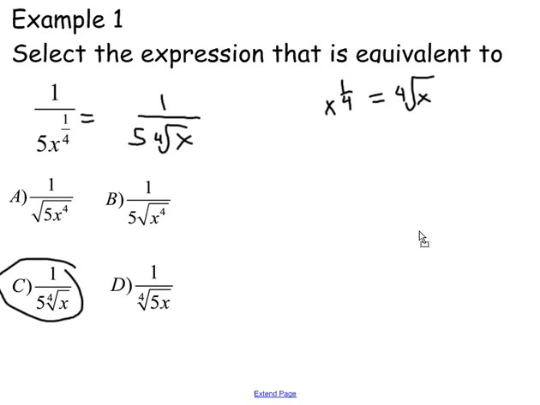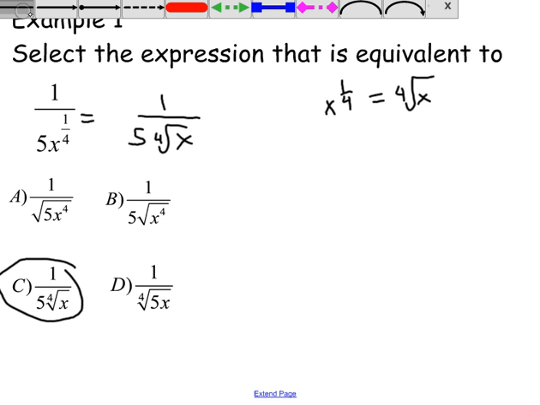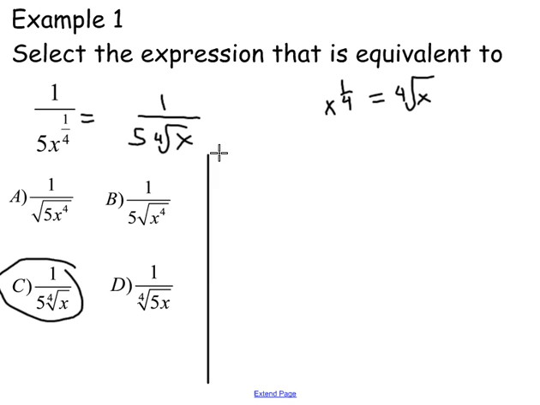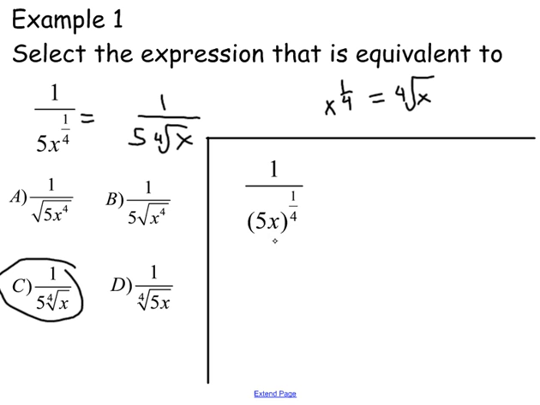Now, just in case you're wondering, how do I know that that exponent of 1/4 only applies to the x? Well, if they wanted the 1/4 to also be an exponent of the 5, you would have seen it this way. It would have looked like this. And in which case, you would have to rewrite this as the 4th root of 5x. So that parentheses makes a difference. All right?